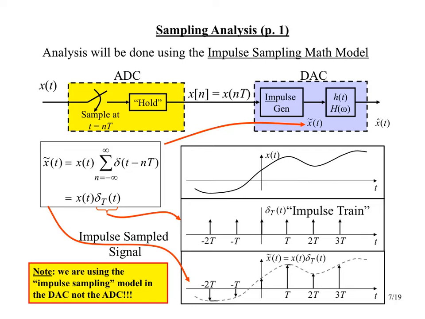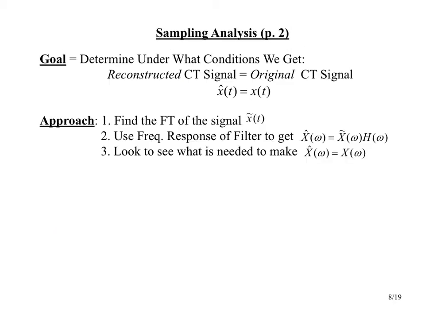But for right now, we're imagining that we have this ideal DAC that has an impulse generator, and that impulse sampled signal occurs halfway through the DAC. And that's the thing that we need to analyze. So if we can analyze this thing in the frequency domain, then we can figure out how it goes through this filter and see what we need to recover x of t from the samples. And that's what we're after. So our goal is to determine how do we set things up so that x hat of t, the output of the DAC, is equal to x of t, the input to the ADC.